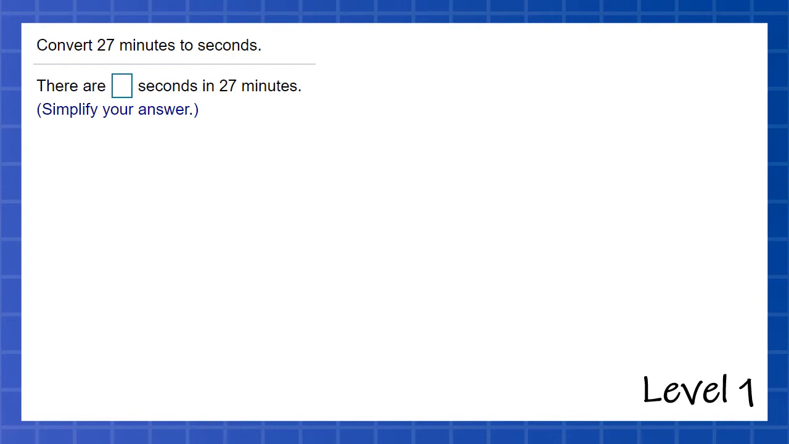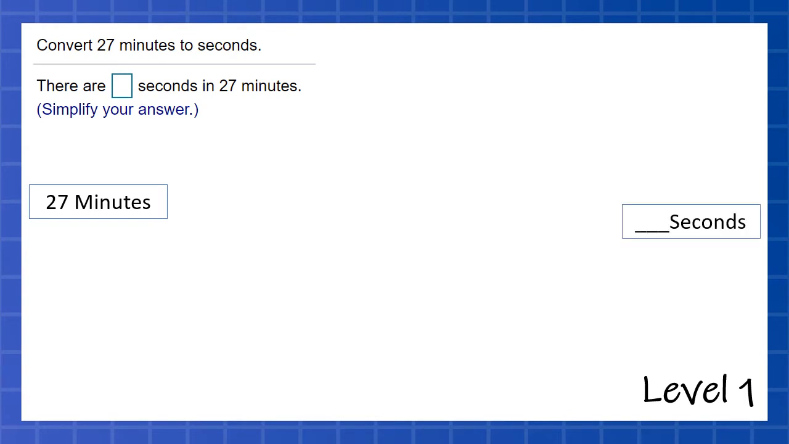First one is just to get us started here. We've got 27 minutes to seconds. So in order to do that problem, we're going to want to write our given, what we start with, 27 minutes, and where we're headed. We're headed to seconds. So we're looking for the blank seconds. That's what we're trying to do.